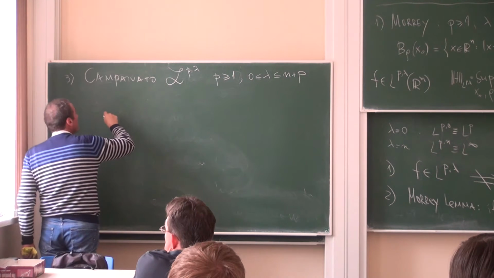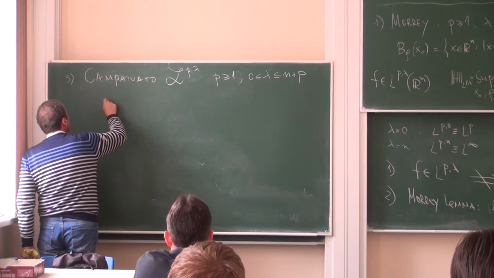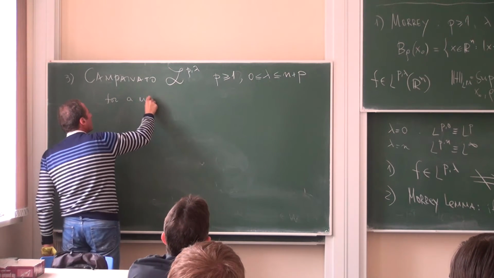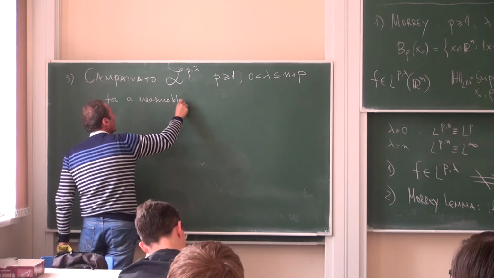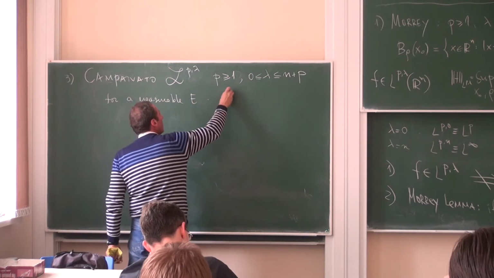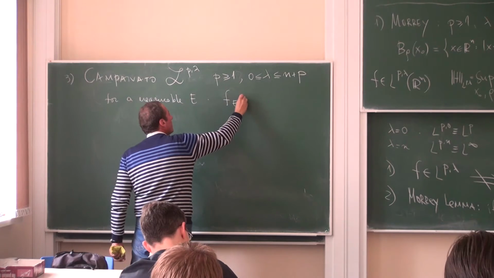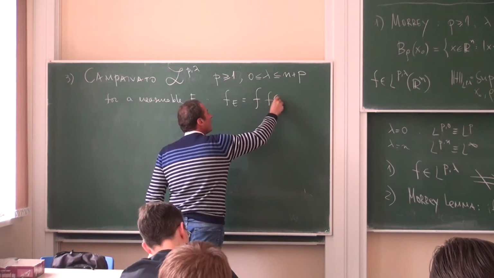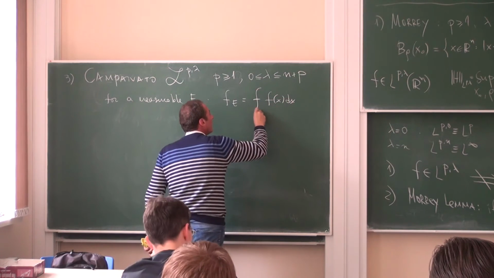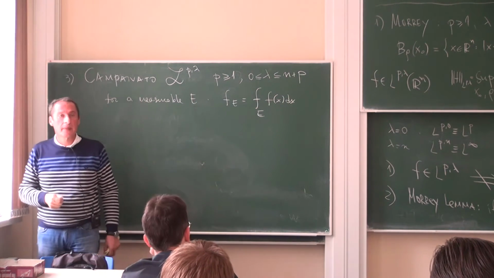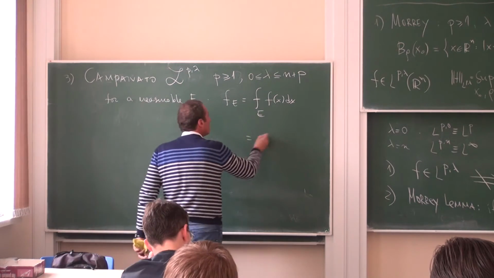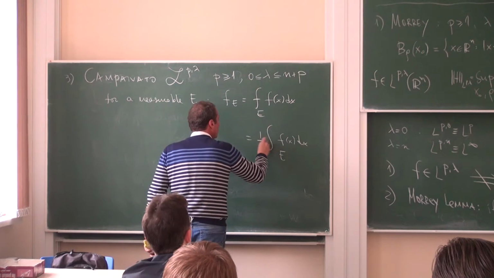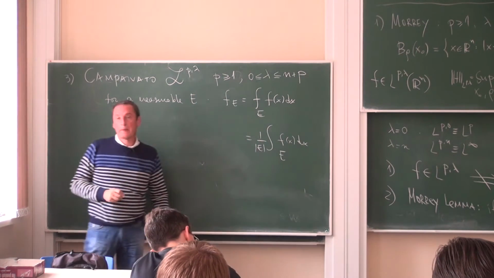Now, I have to introduce some notation. For a measurable set E, I will denote by f_E the mean integral of f over the set E. The mean integral, you know, is the integral of f taken over E divided by the measure of the set E.